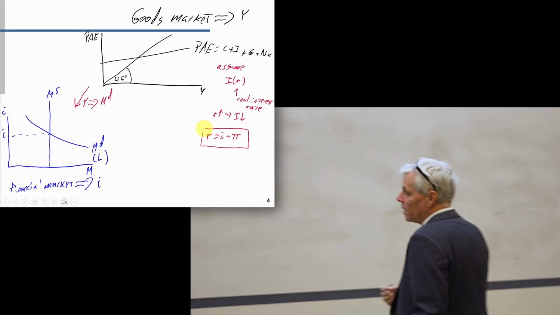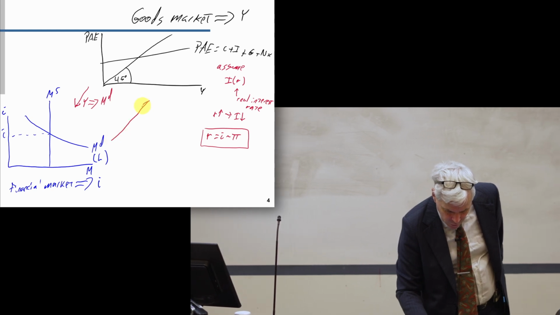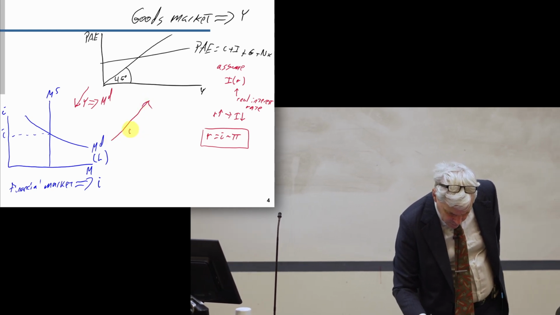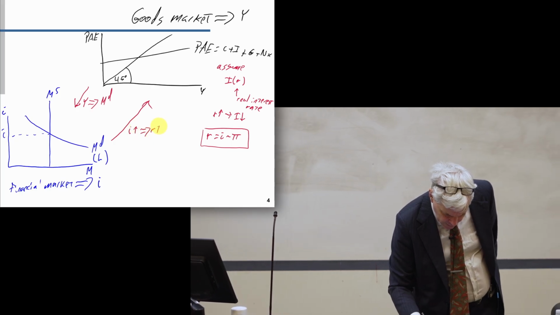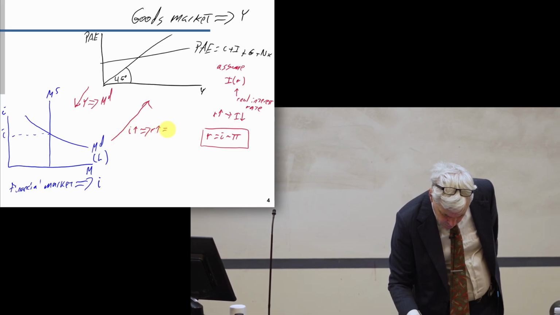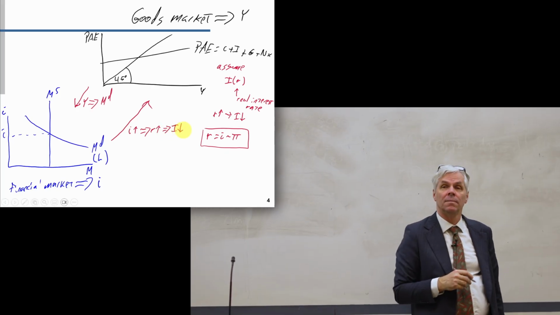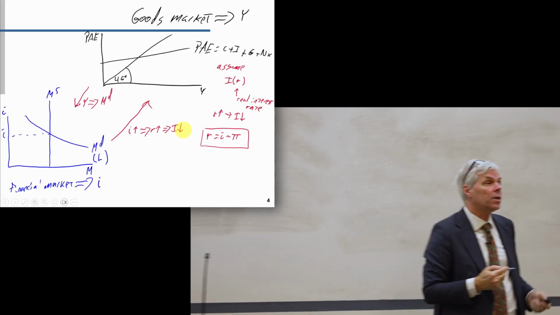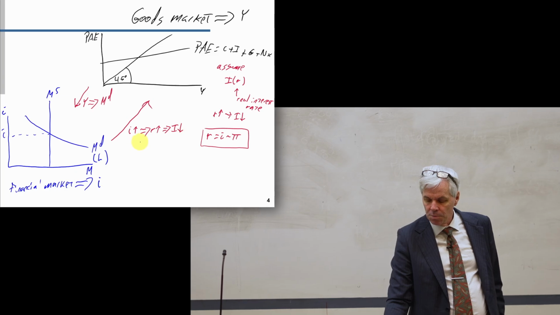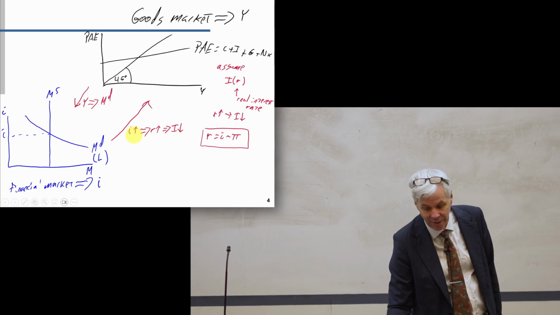And so that gives us a connection between the money market and the goods market. The nominal interest rate goes up, then the real interest rate goes up, which means investment goes down. So now these two are intertwined. One thing to notice is that things are much more indirect here than they are over here. Much more indirect.